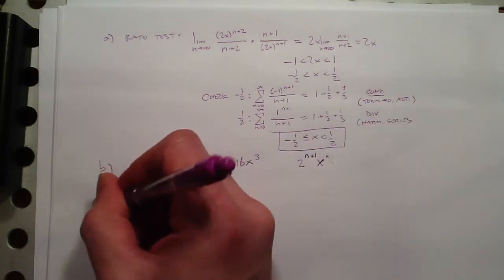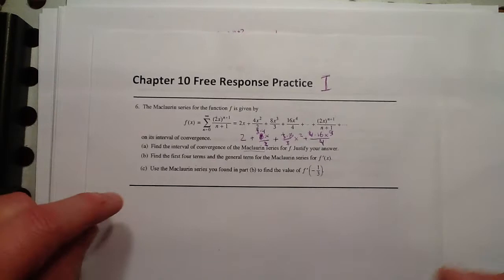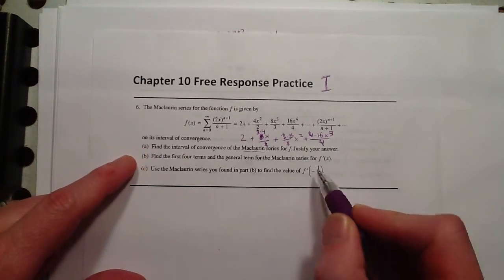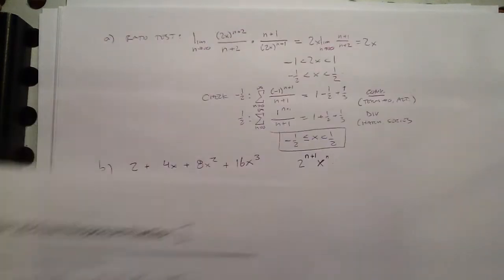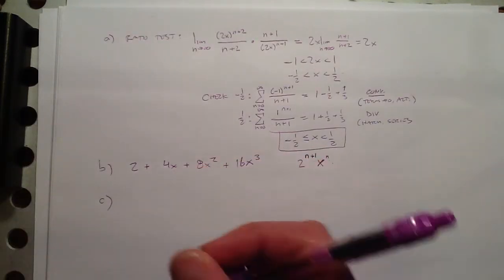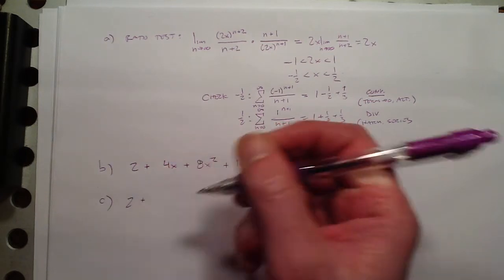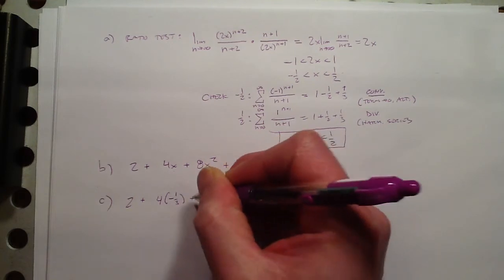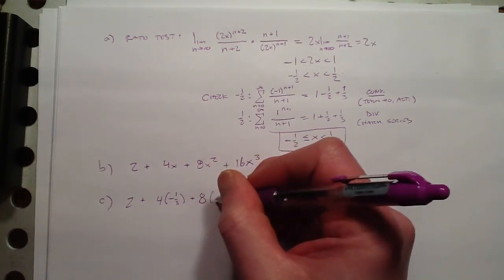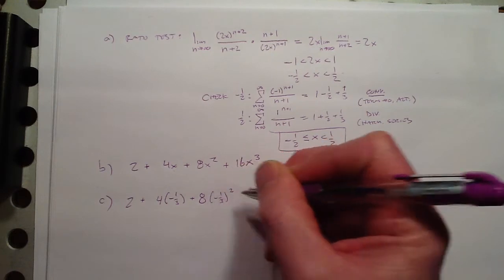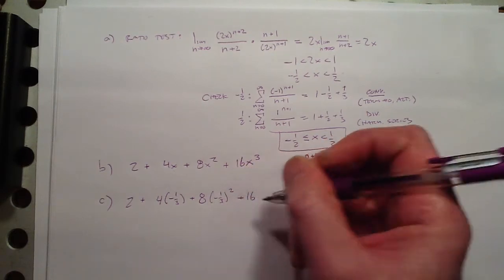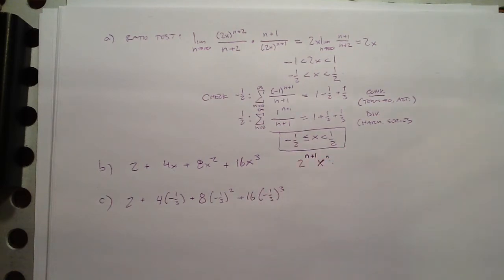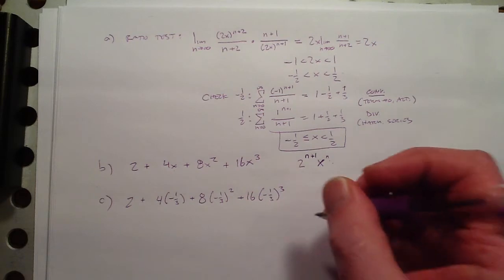There's part B. Part C. Use the Maclaurin series you found in part B to find the value of f prime of negative 1/3. All right, so let's plug negative 1/3 in here. So we get 2 plus 4 times negative 1/3 plus 8 times negative 1/3 squared plus 16 times negative 1/3 cubed, and so on.